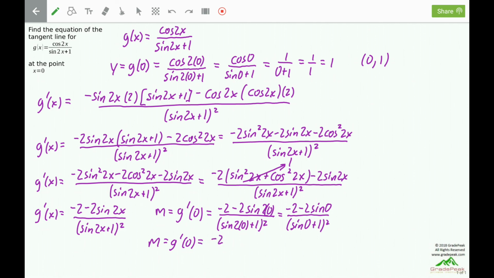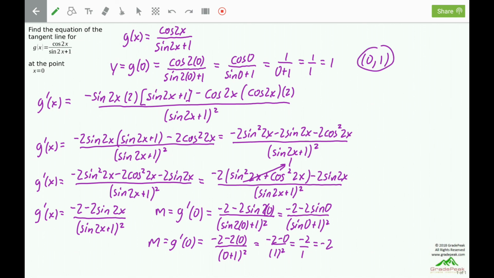So we have minus 2, and minus 2 times 0, over 0 plus 1 squared. So minus 2 minus 0 over 1 squared. Of course, minus 2 minus 0 is just minus 2, and 1 squared is 1. Negative 2 over 1 gives us a negative 2. There's our slope. And we have our point.